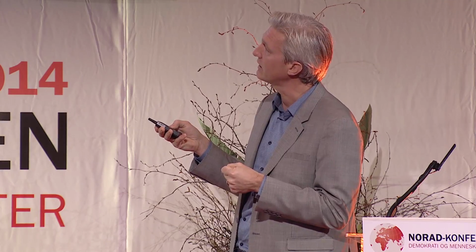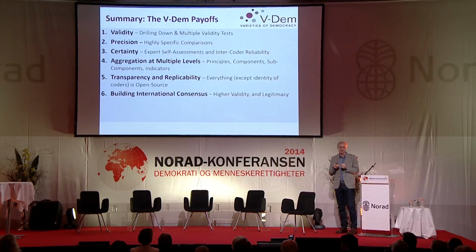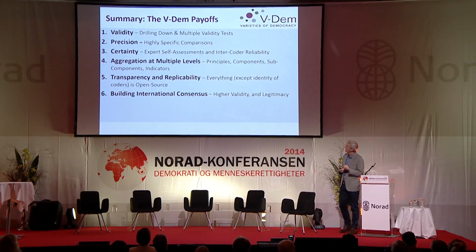We say certainty there, I could as well have said uncertainty, because that's as important. We can provide a measure of how certain we are. And this is sort of that shaded line, but we also have our experts self-assess how certain they are in their scores. And we try to use that as one other source of information for estimating uncertainty. We can do aggregation at multiple levels: components, subcomponents, higher level indices. We make everything transparent. So you can see everything on the website, except one, of course, very important thing.